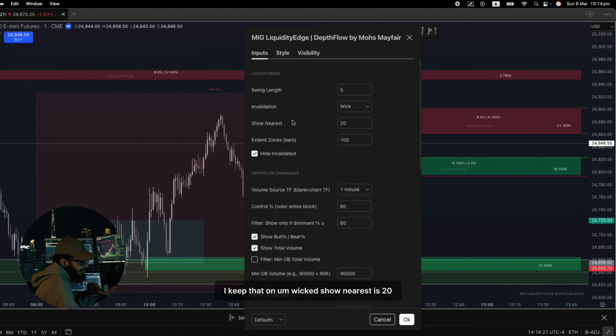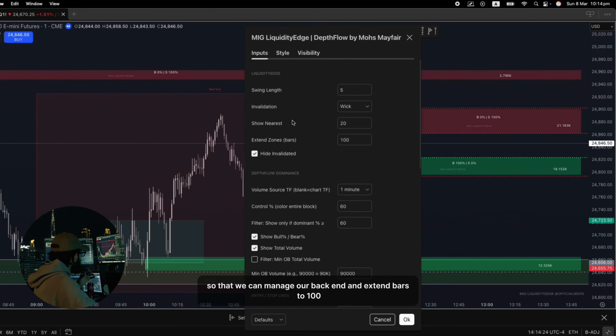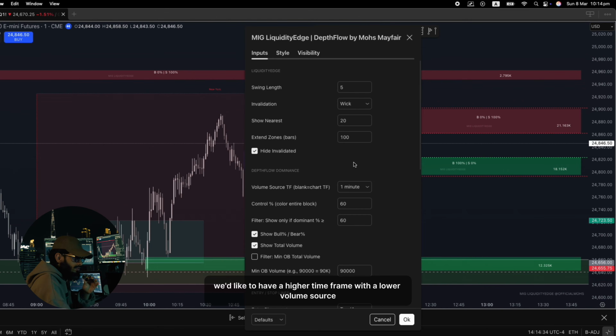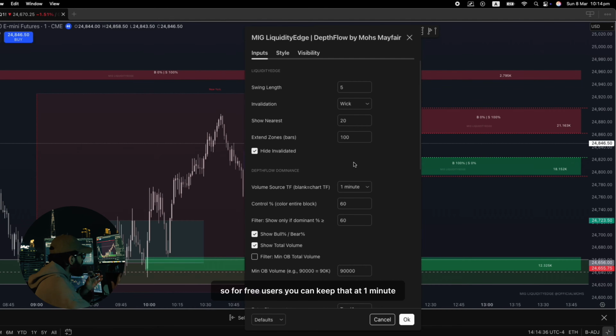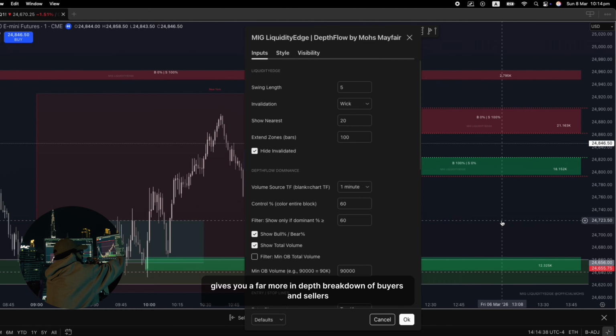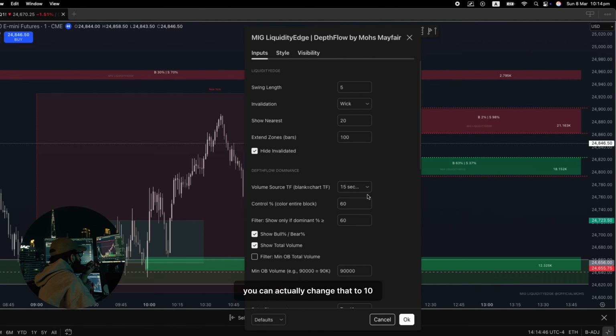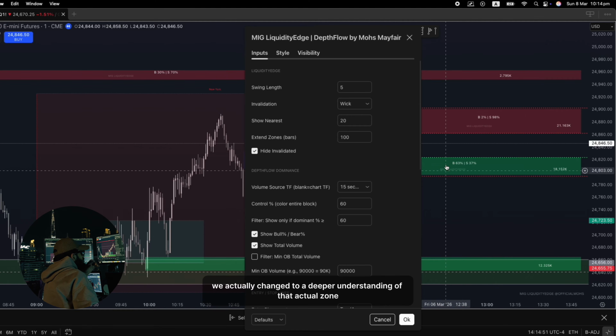Show nearest is 20. We've capped it at that so that we can manage our back end, and extend bars to 100. Now, for the volume source for our depth flow dominance, we like to have a higher time frame with a lower volume source. For free users, you can keep that at 1 minute. That gives you a far more in-depth breakdown of buyers and sellers. If you do have premium, which isn't required to use the tool, you can change that to 10, 15 seconds, and now you can see we've changed to a deeper understanding of that actual zone.